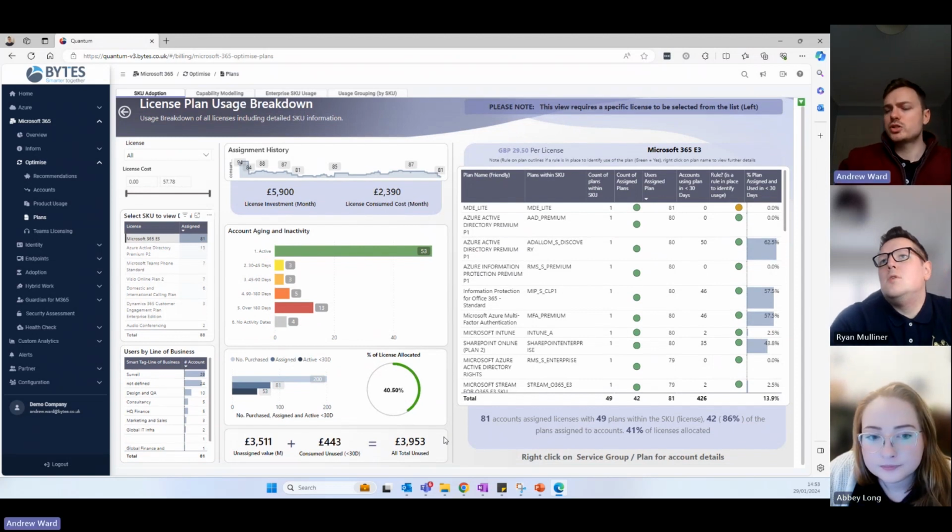Yeah, it's a good question, Abby. A license assignment value is essentially how many of those licenses have been given out to individuals. So how many users have got those licenses and the cost attributed to it.